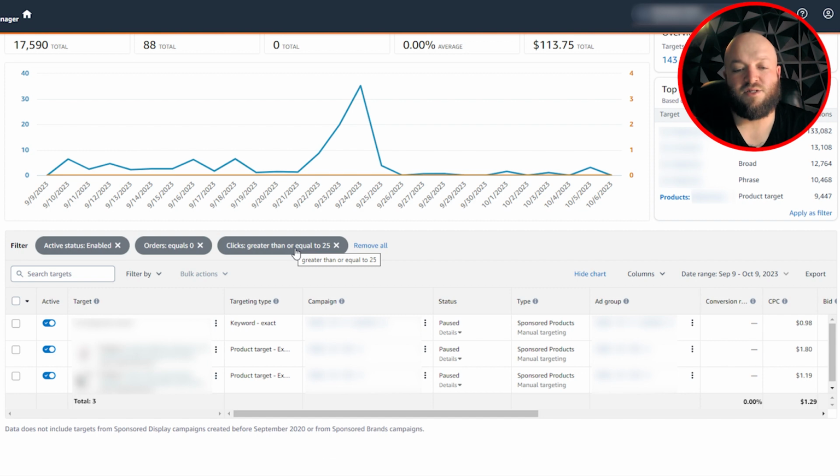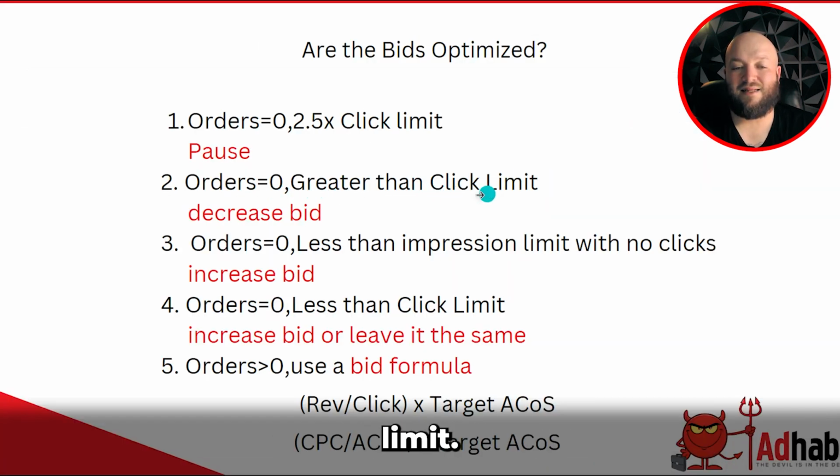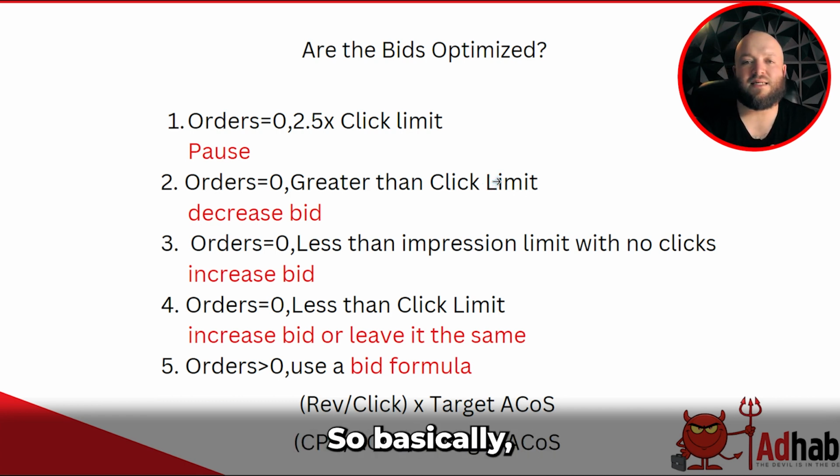All right, so jumping back over here, the next step would be orders equal 0 greater than my click limit. So basically, that would be greater than 10, because with a 10% conversion rate, my click limit would be around 10. So what I'm going to do is come up with thresholds of clicks. From 10 to 25, I want to adjust my bids a certain way. If they're greater than my click limit, I want to decrease the bid, but it depends how many clicks I have. So usually from, say, 11 to 15 clicks, maybe I'm going to decrease my bid a little bit.